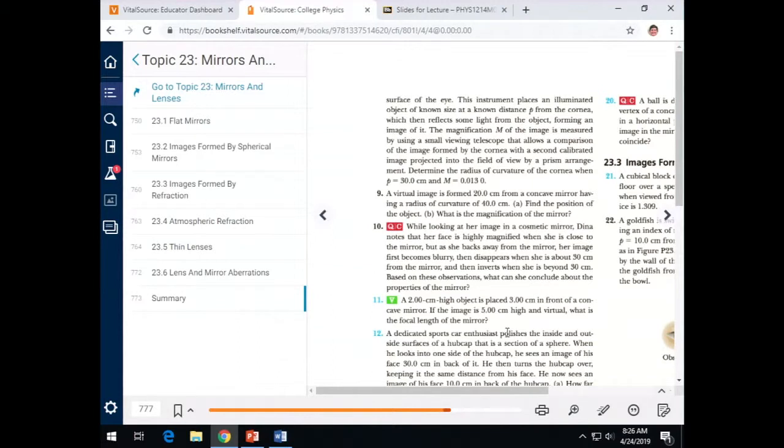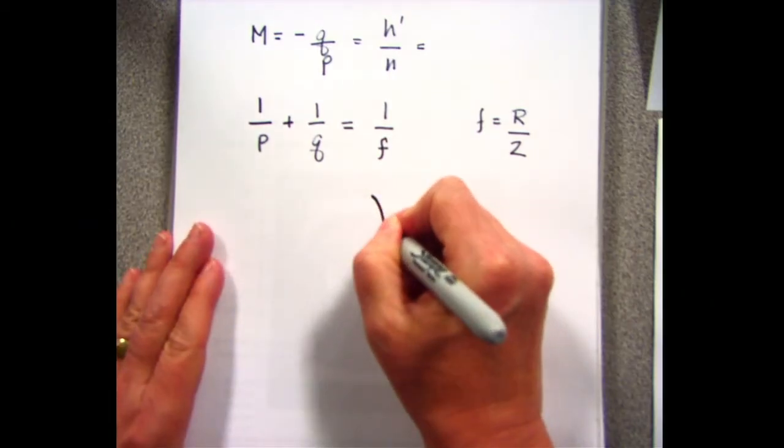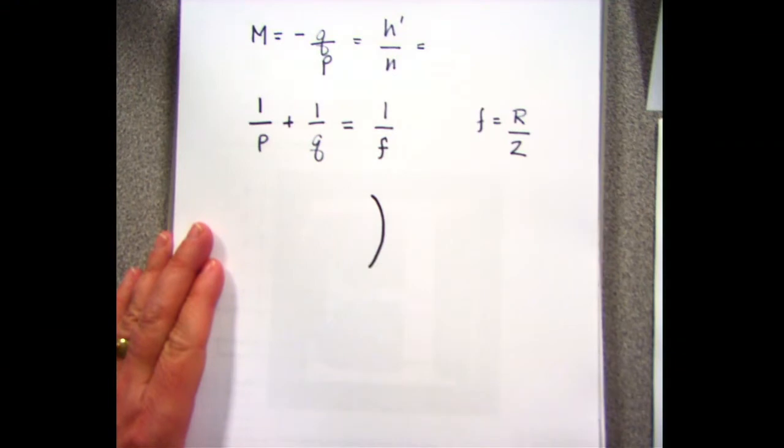So we're doing our 2 centimeter high object, 3 centimeters in front of the concave mirror, and the image is 5 centimeters high and virtual. So what that's telling us is this. I got my equations written, and I can see the problem again. Okay, so first thing is we want to look at our mirror. It's telling us it's a concave mirror.